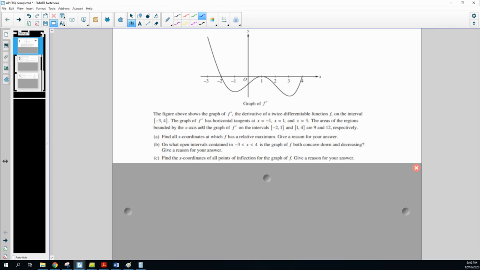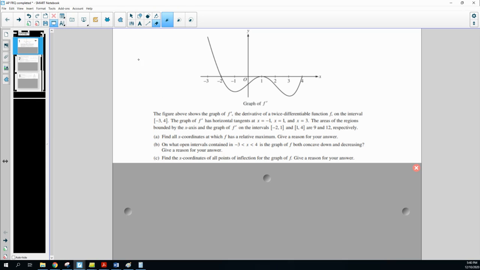They're telling us that f prime has horizontal tangents at x equals -1, so it has a slope of 0 there, at x equals 1, and at x equals 3. And we can see that from the graph. Then they're telling us some information about the areas underneath the curve, which we haven't done yet, so ignore that. We don't really need that for this.